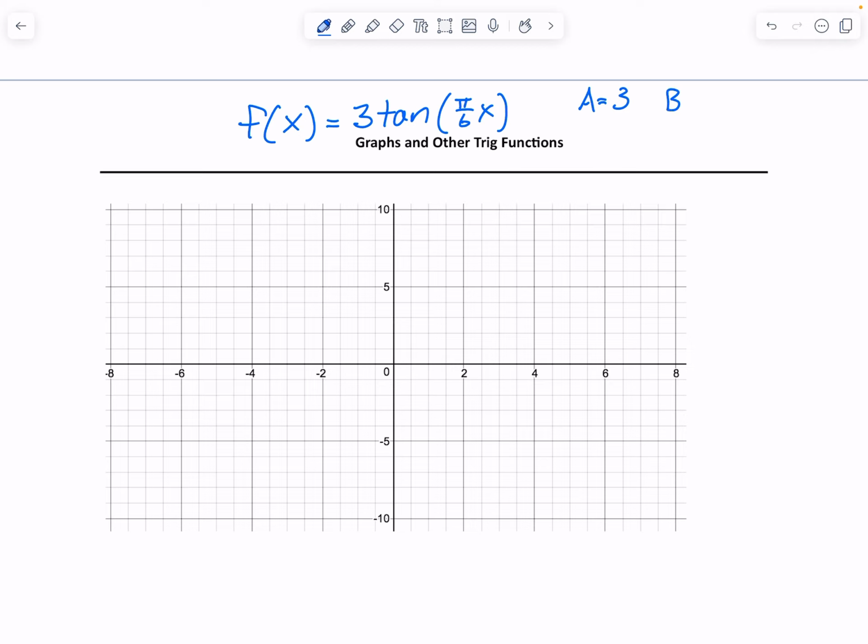And then I see that B is pi over 6, which means that the period is, we take the original period, which is pi, and divide by pi over 6. We flip that over, and I just get a nice, pretty 6. So the period is 6. So instead of negative pi over 2 to pi over 2, with a length of pi, I need the whole period to be 6, which means the asymptotes are going to happen at 3. So I'm going to cheat here. I'm just going to change it to a dotted line.